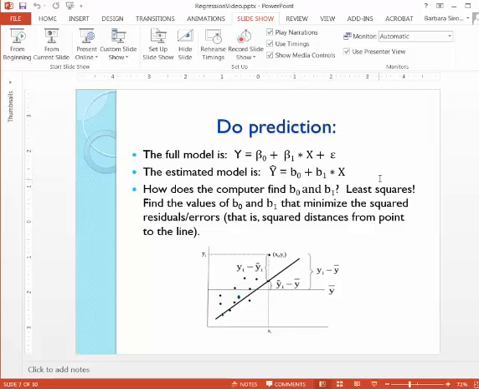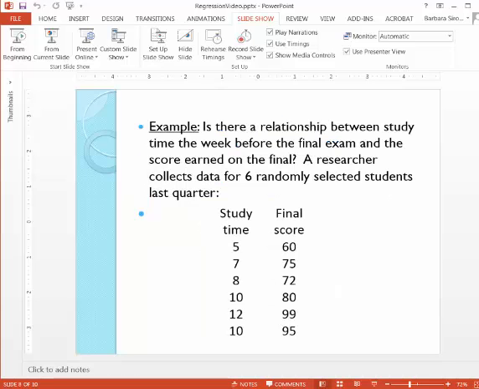This is our line that's calculated by means of least squares. In other words, the computer is going to do all the work for you to give you a B0 and a B1, an intercept and a slope. And again, that's going to give us the line that will fit best through all of these points.